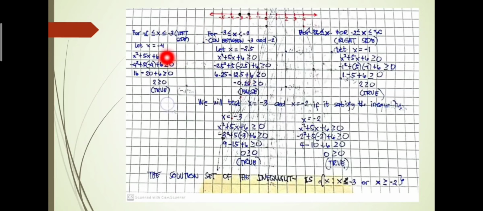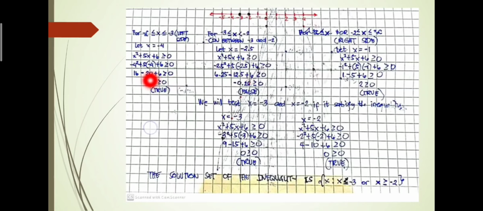So, next is, substitute lang the value of x, which is negative 4, sa original na equation, the original inequality. So, x squared plus 5x plus 6, ito yung original inequality, is greater than or equal to 0. Then, substitute negative 4 squared plus 5 times negative 4 plus 6 is greater than or equal to 0. Negative 4 squared is negative 4 times negative 4 is equal to positive 16. Then, positive 5 times negative 4 is negative 20. That's why minus 20 plus 6 is greater than or equal to 0.